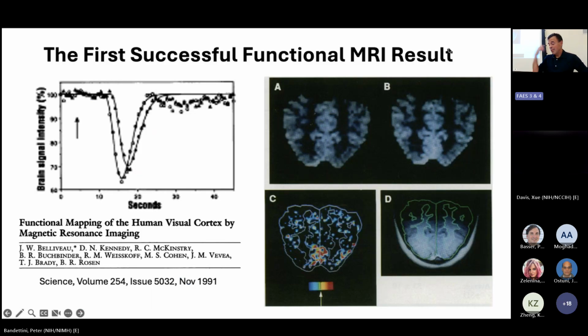And so now we're getting to the first fMRI experiment. The first fMRI experiment was actually not BOLD contrast. It wasn't using oxygenation. That wasn't using fMRI as we know it today. It was actually kind of a one-off study by Jack Belliveau at Mass General Hospital, and it was published in Science in 1991.